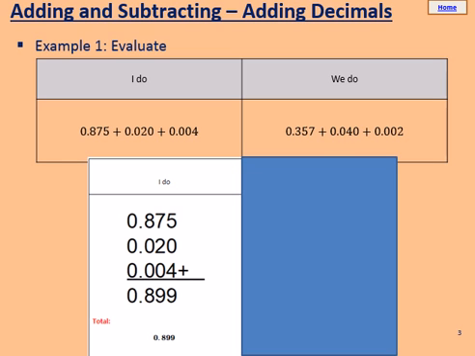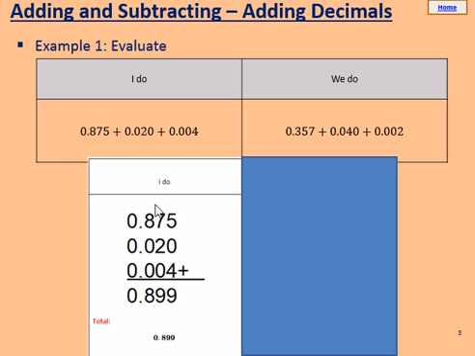So as I said, we'll be adding and subtracting decimals to start off with today. So for the first I do and we do, we have 0.875 add 0.020 add 0.004, and we have to add these together to get a final answer. So we're going to use the column method to do this.